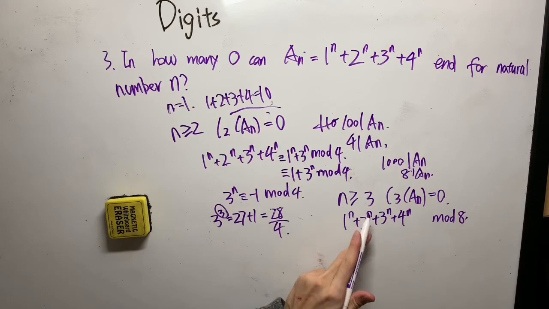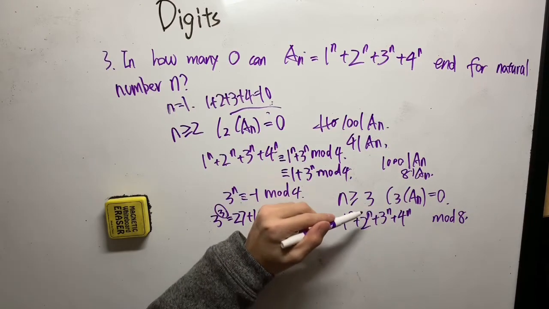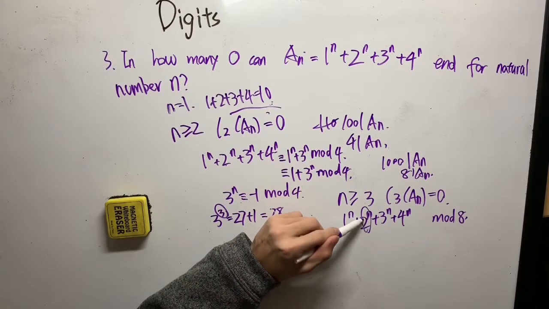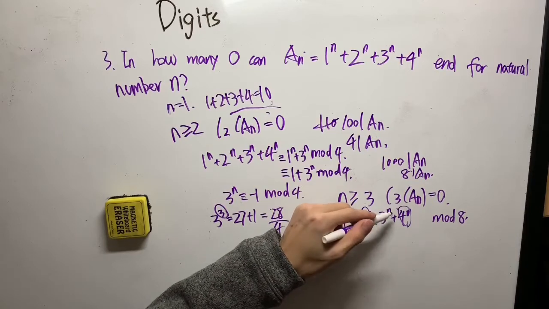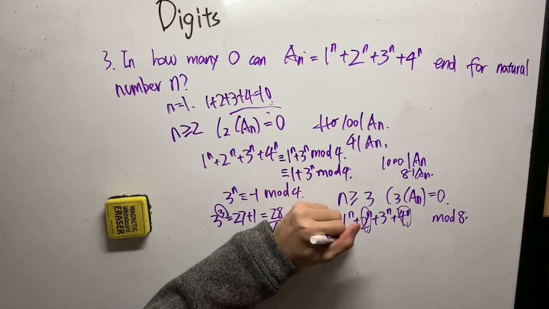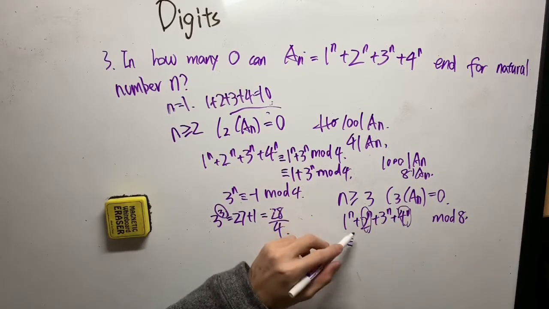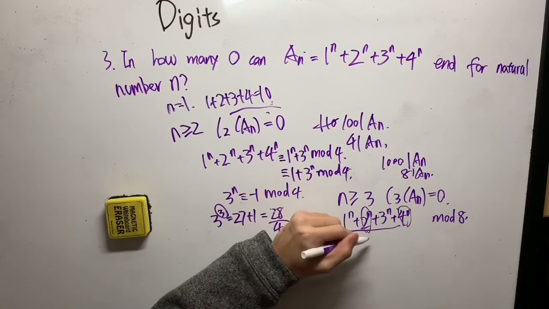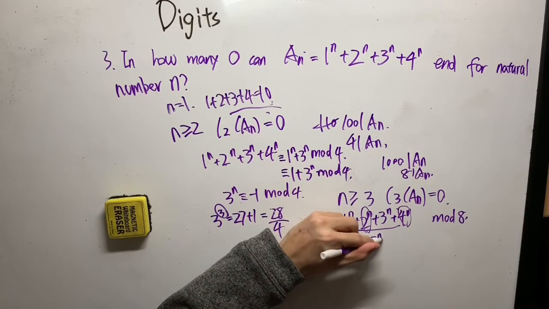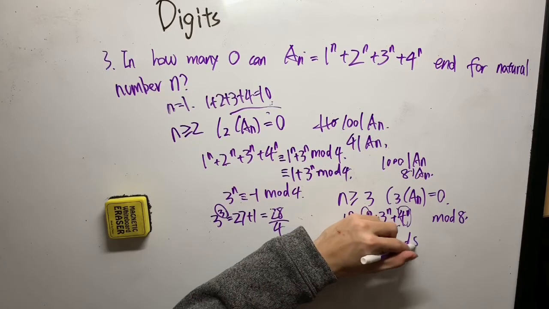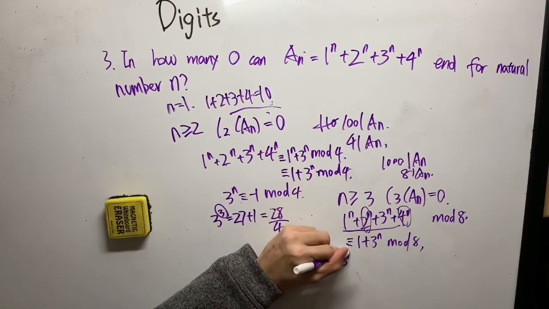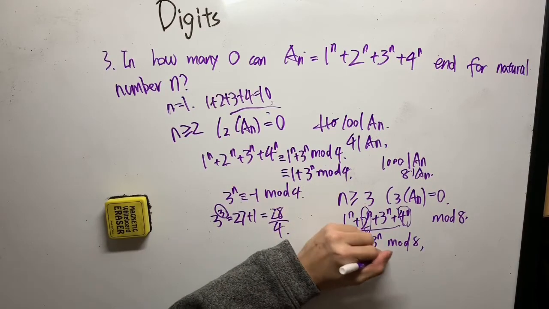So if n is bigger than 3, then this is divisible by 8 and this is divisible by 8. As usual, we can eliminate these two, and thus a_n is congruent to 1 plus 3^n mod 8. Therefore, 3^n is congruent to -1 mod 8.